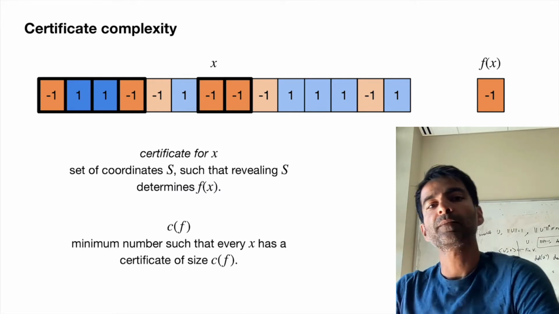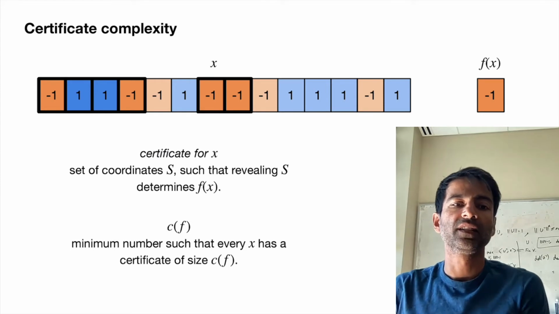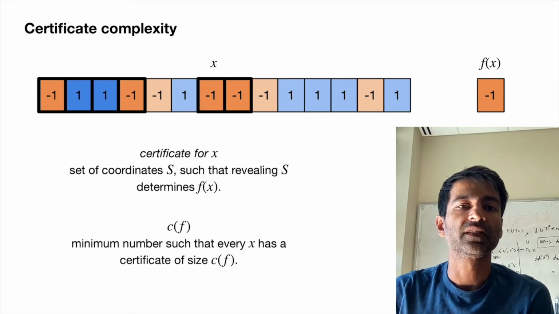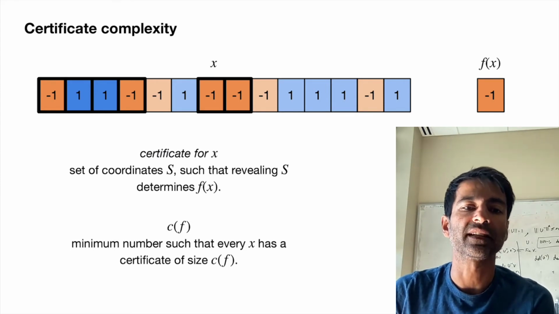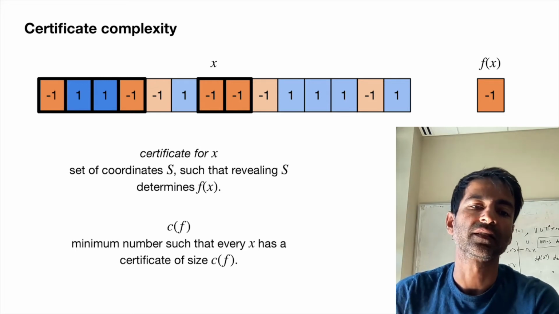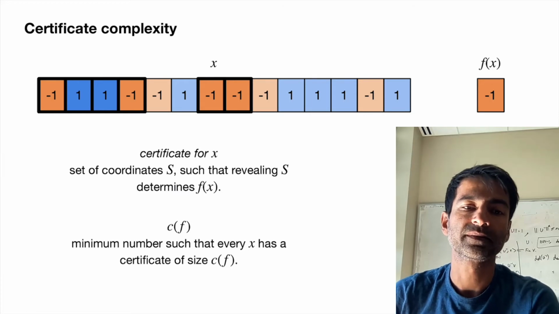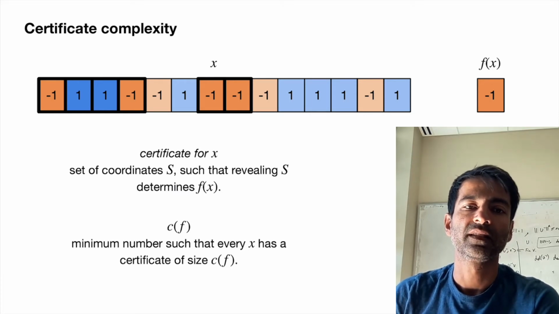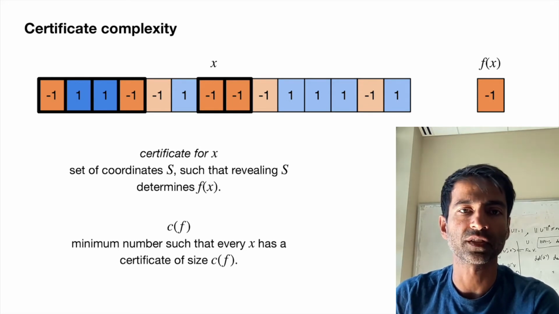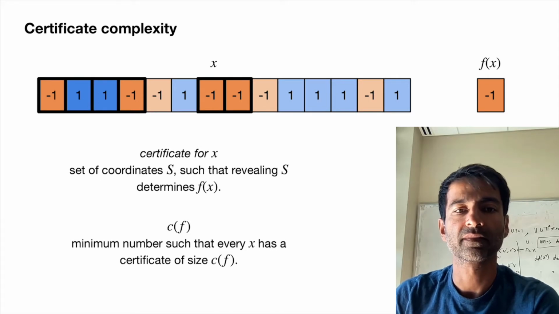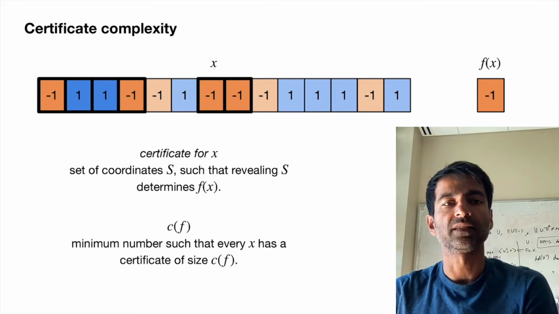And the certificate complexity of the function is the smallest number such that every input has a certificate whose size is that number. Okay. So it's the smallest number such that for every input you can fix that number of coordinates and determine the value of the function. Okay. So that's the certificate complexity.